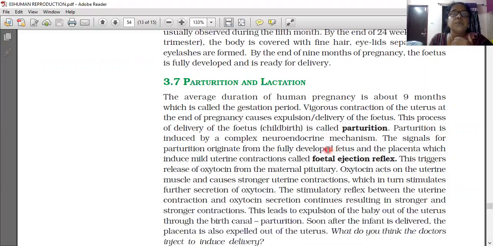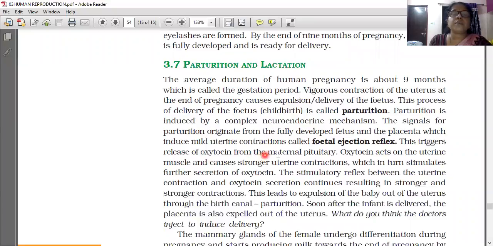If the fetus is fully developed, then signals go to the nervous system and the endocrine system. The signals originate from the fully developed fetus and placenta, which induce mild uterine contraction called the fetal ejection reflex. This triggers the release of oxytocin from the maternal pituitary.